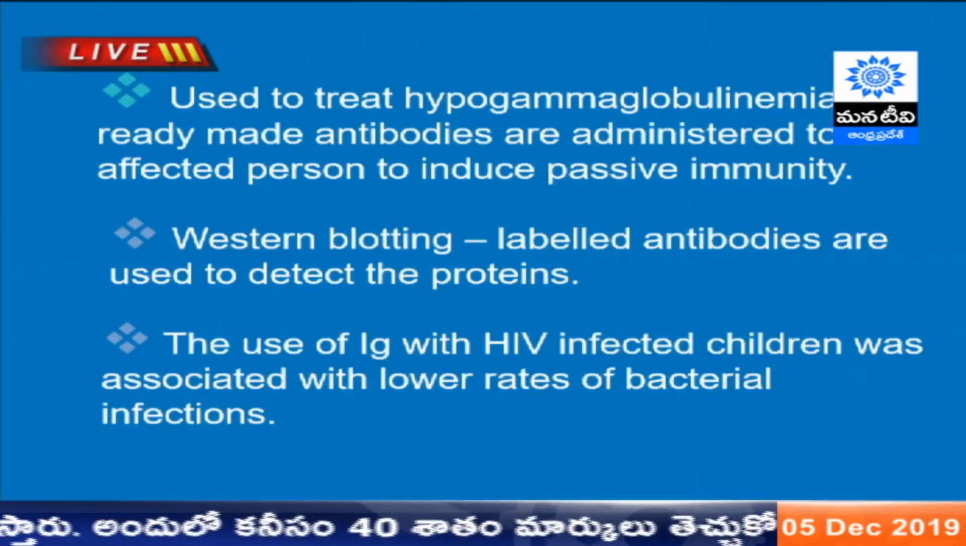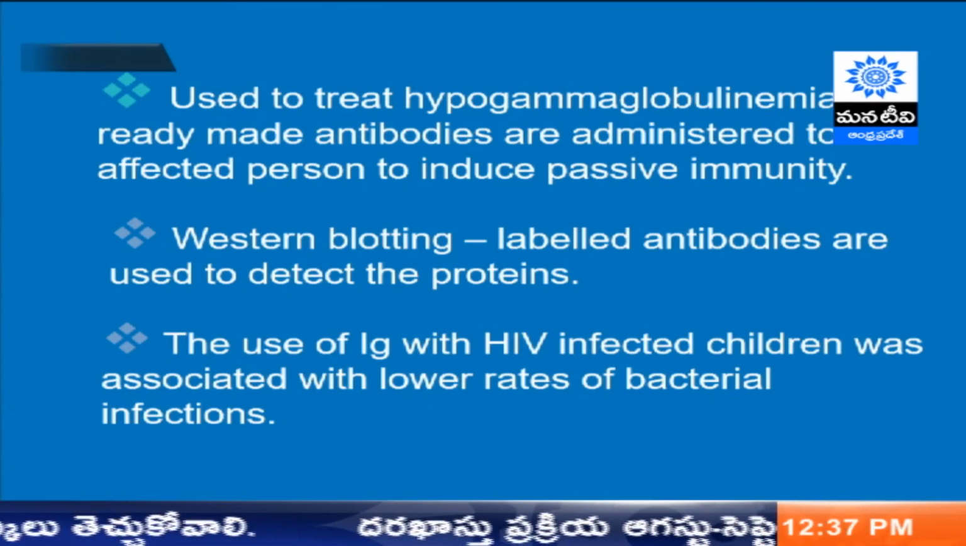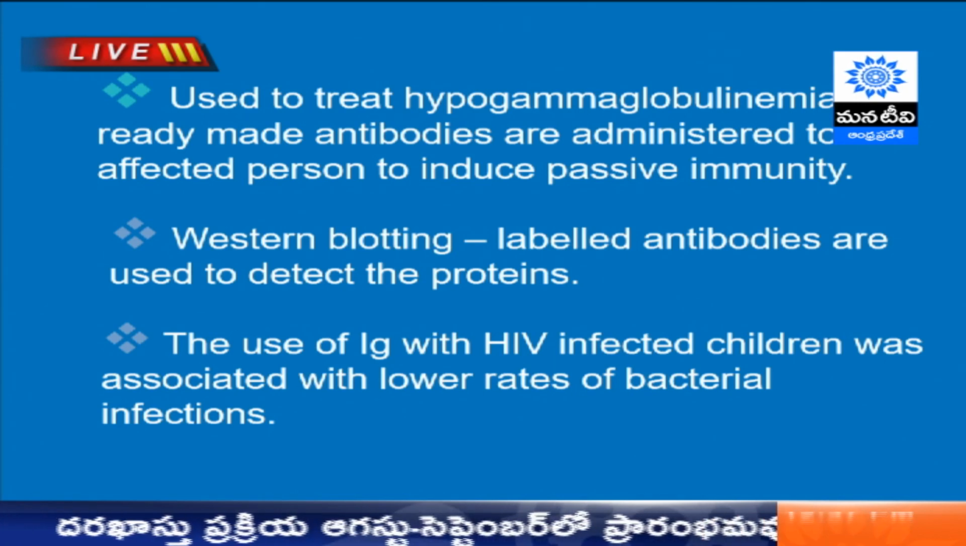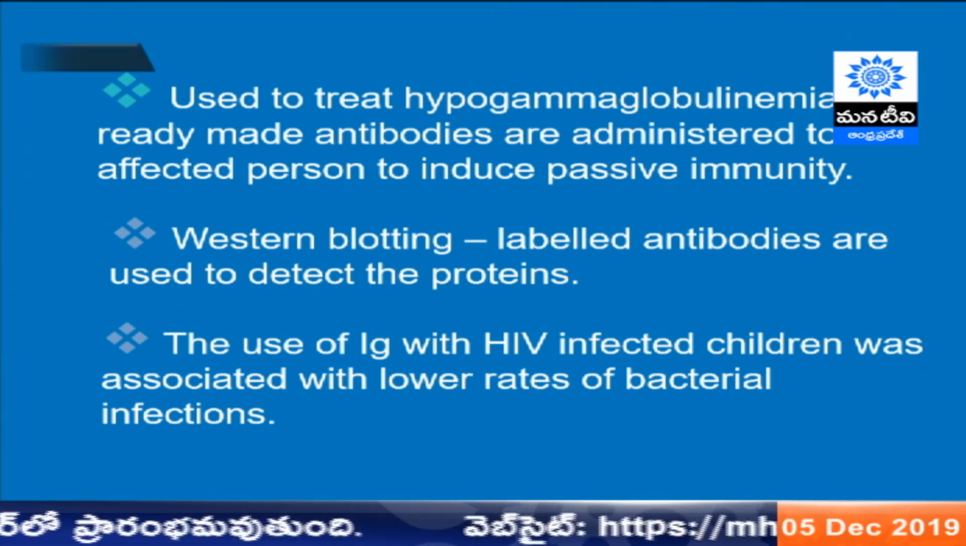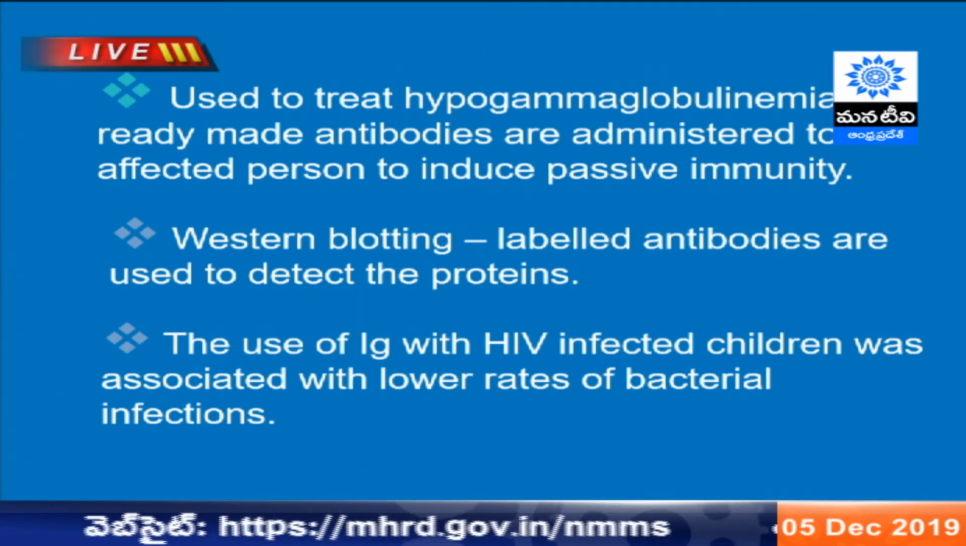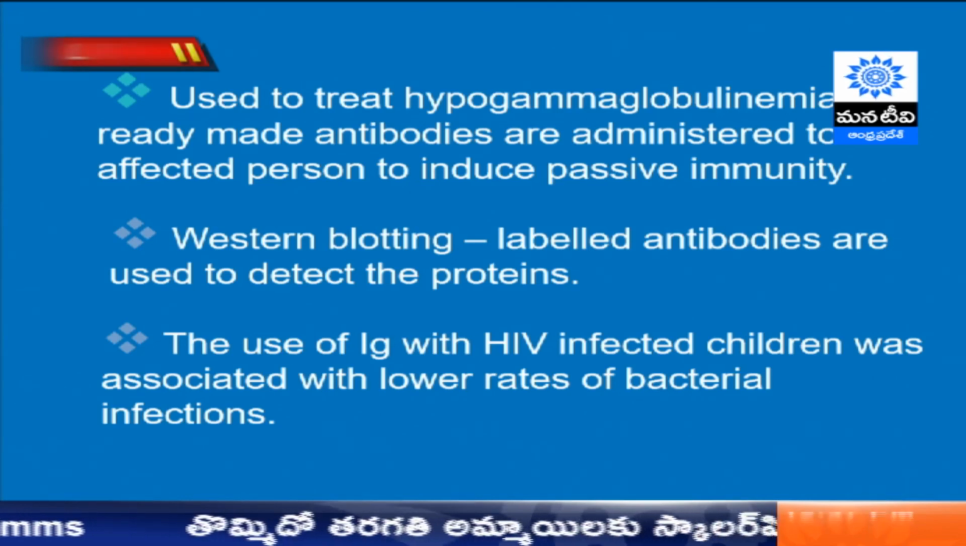Next application is Western blotting. It is a blotting technique in which labeled antibodies are used to detect the antigenic protein. This blotting technique is very helpful in identifying the protein nature of the antigen.